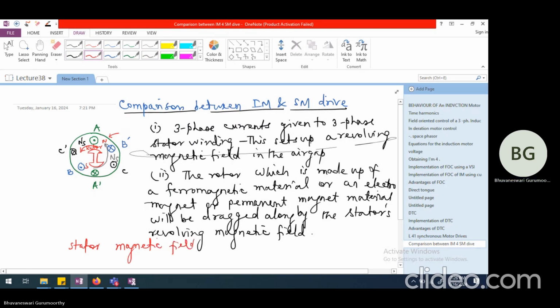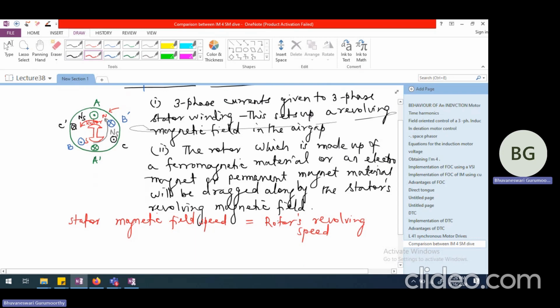So in this particular case, we are going to have the stator magnetic field speed, which is equal to the synchronous speed, the same as the rotor's revolving speed. So the machine will run, the rotor will run only at synchronous speed and not at any other speed. So this is going to be synchronous speed.